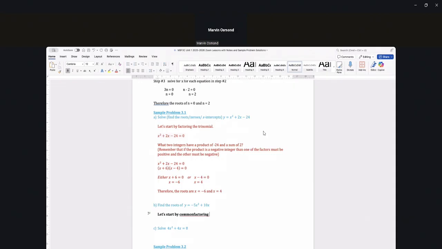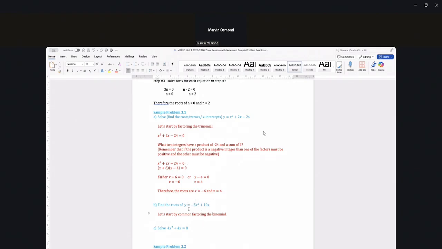Okay, the binomial. So common factoring, we have to find things that are common. The binomial is minus 5x squared plus 10x. And then because we're asked to find the roots, we have to set that equal to 0.